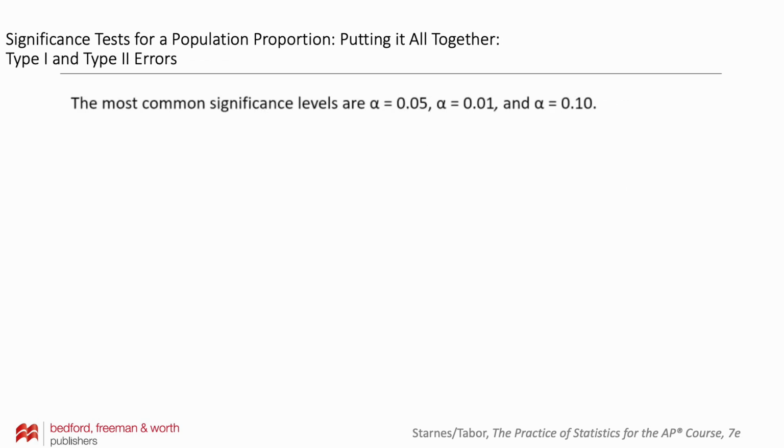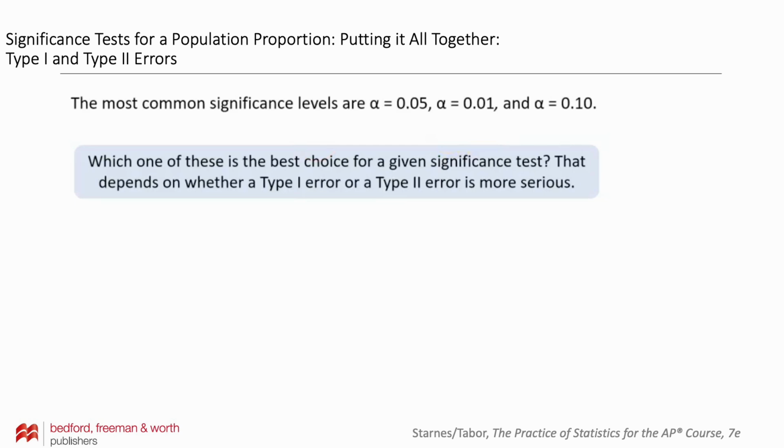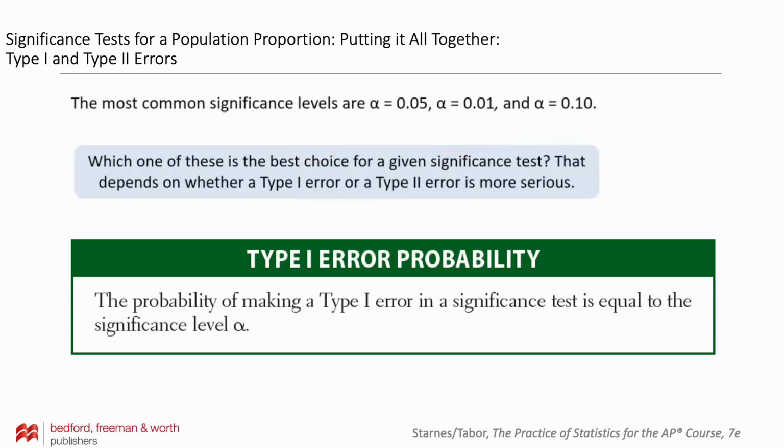So if type 1 error is really scary to you, then you need a small significance level, like 1%. Okay, so like the alpha level of 0.01. So if you want to lower the probability, you need to lower your significance level here. So which one of these is the best choice for a significance level? That really does depend on whether type 1 or type 2 error is more serious.